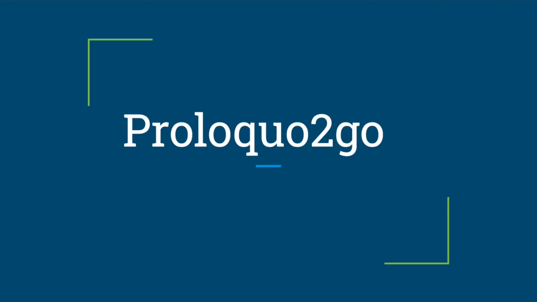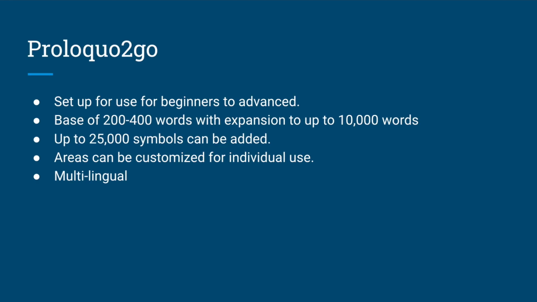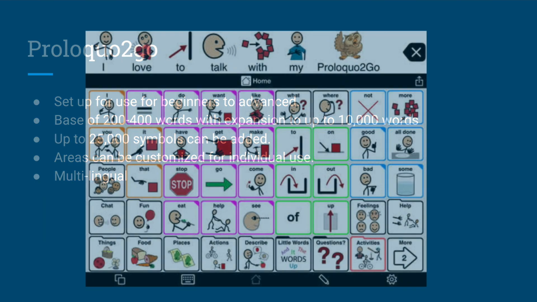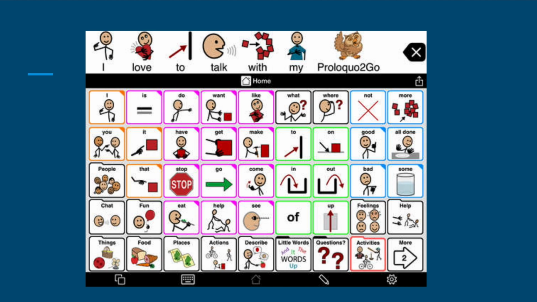So the next AAC device I'm going to talk about is ProLoQuo2Go. This is a communication app that is set up for beginners to advanced. The base of it has 200 to 400 words with the expansion up to 10,000 words. And up to 25,000 symbols can be added. And here's an example of what the ProLoQuo2Go looks like on the app.